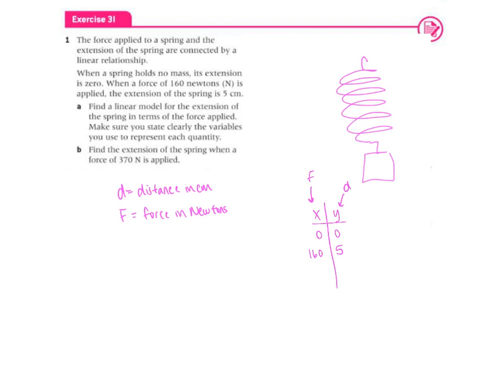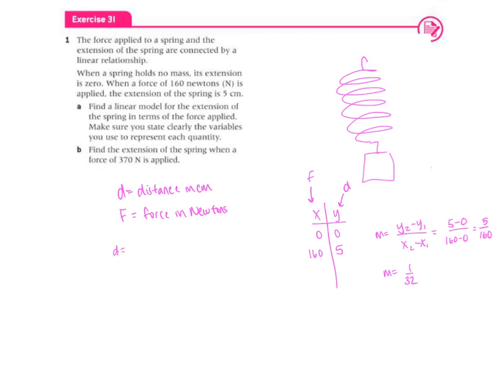Okay, so first, let's find out what the slope is. To find the slope, we do the change in y's over the change in x's. So the y's were 5 minus 0 over 160 minus 0. So that's 5 over 160, which reduces to 1 over 32.